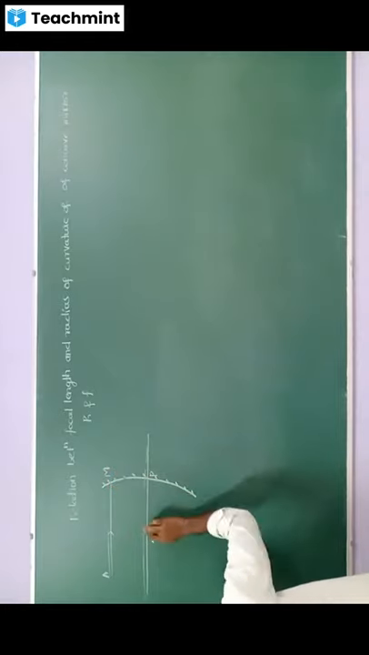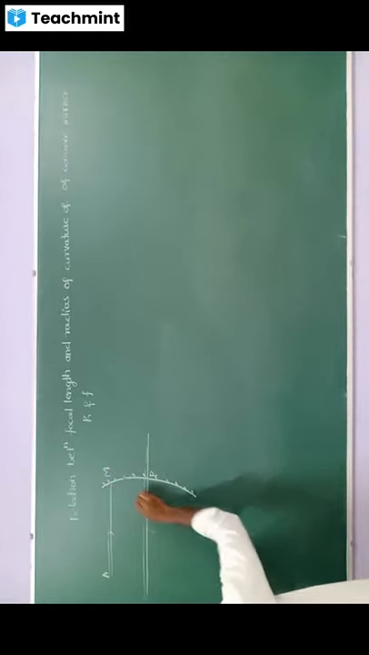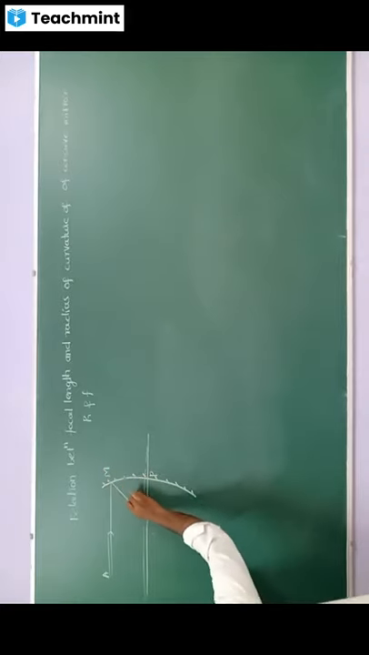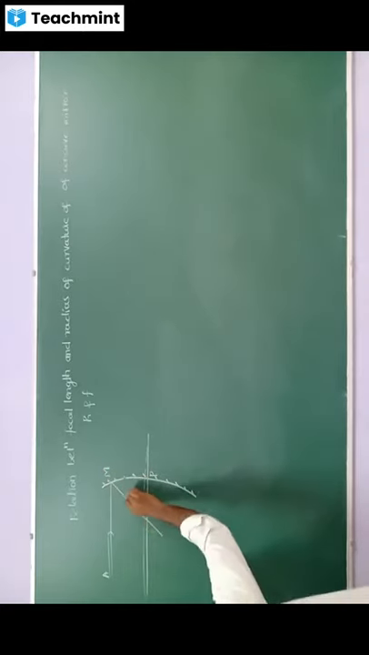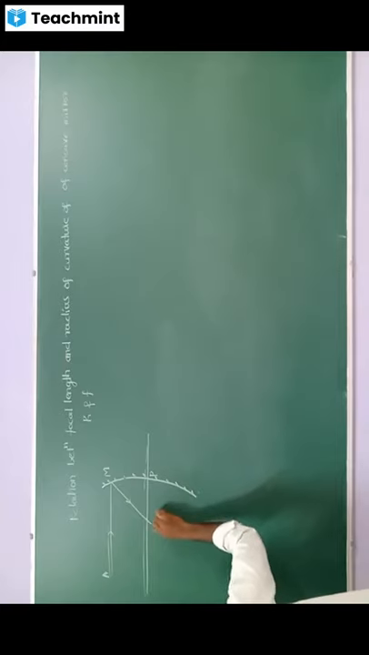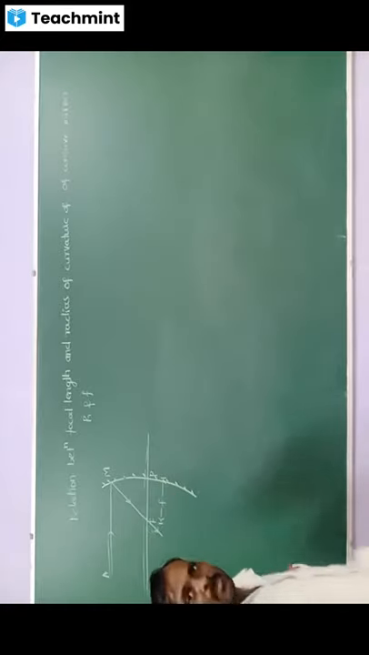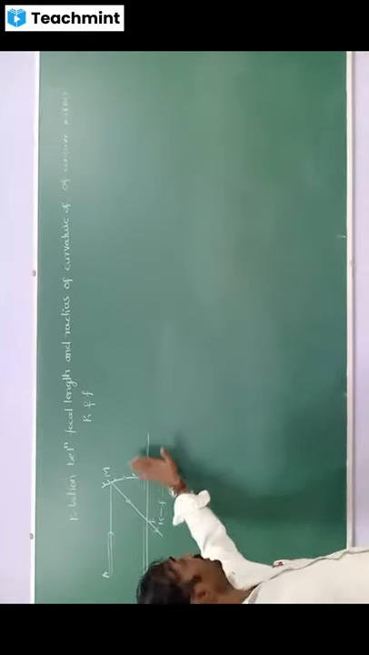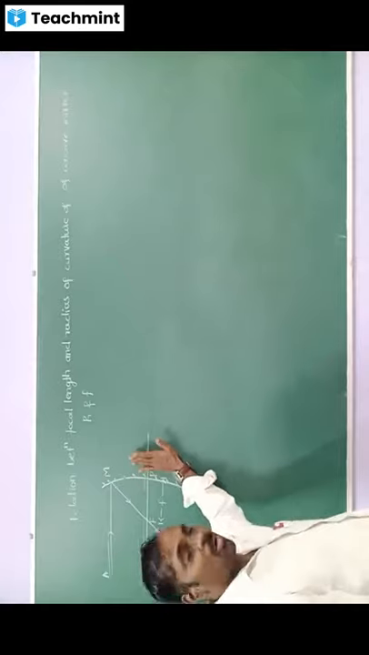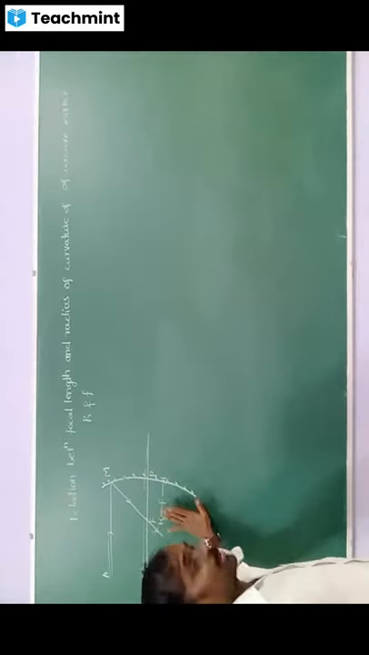After reflection, the ray passes through the principal focus. Here this distance is the focal length. What is focal length? Focal length is the distance of the principal focus from the pole.